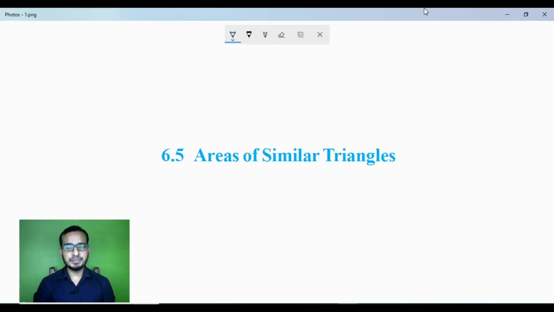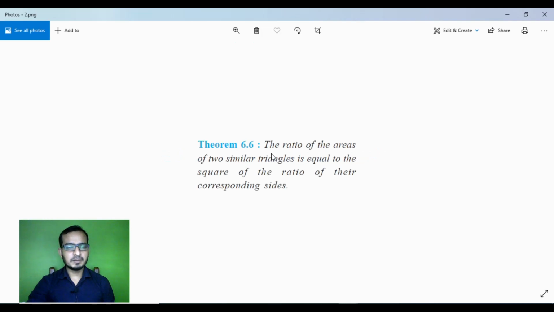In the last video, we started the topic areas of similar triangles and we discussed one very important theorem. This theorem says the ratio of the areas of two similar triangles is equal to the square of the ratio of their corresponding sides. Those who didn't watch that video, I have given the link to the playlist of the triangles chapter in the description below.